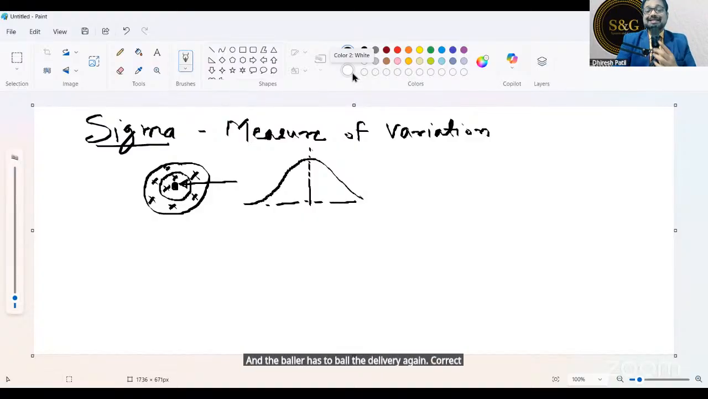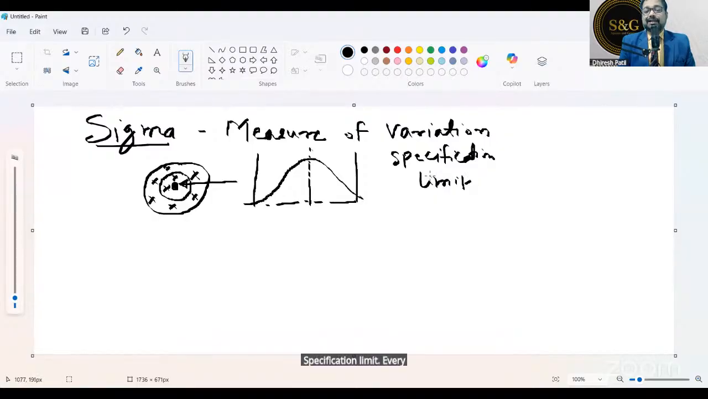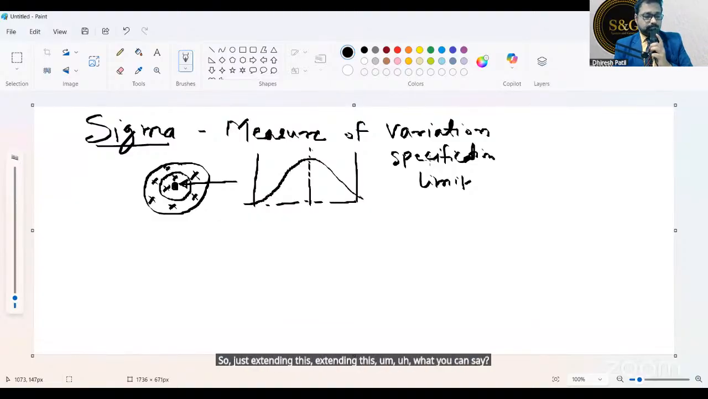Correct? What is that white line? That line is nothing but the specification limit. Yes or no? Specification limit. Everybody understanding this? Just give me yes in the chat box. Correct? So we are talking about here, variation is there. Now, just extending this, let's have a discussion.